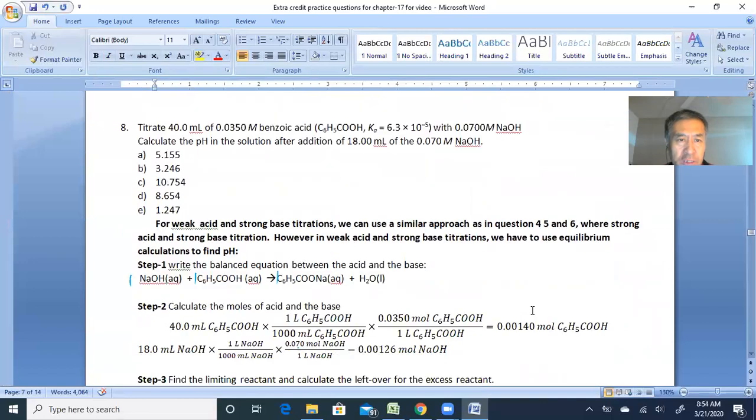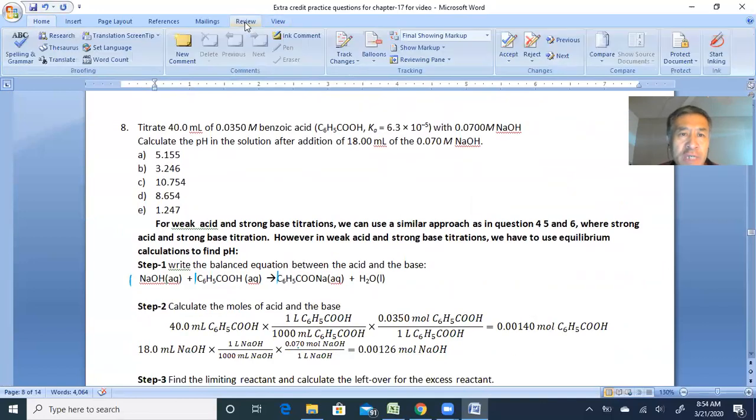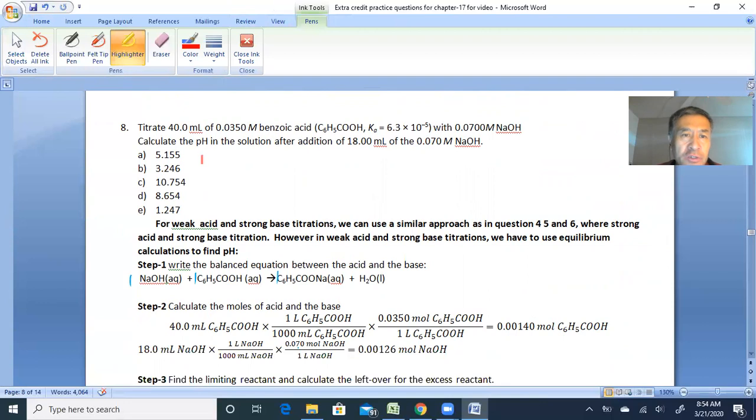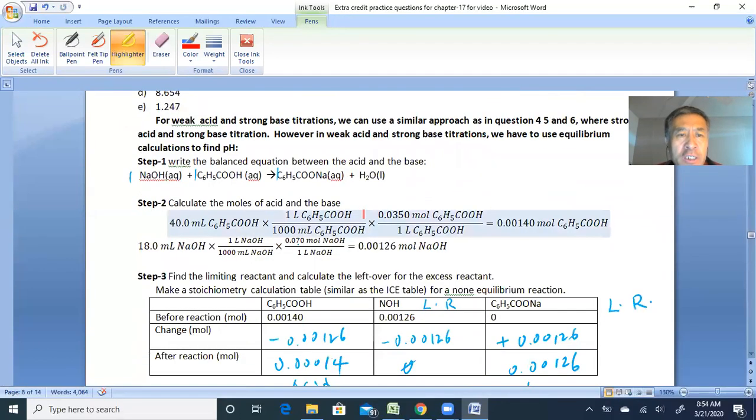So the next question is question number 8. You do the same titration, but this time you want to calculate the pH after adding some of the strong base, so after adding 18 milliliters. Similar approach as the titration of strong acid with strong base. So you write the equation between the acid and base. The base is NaOH, the acid is C6H5COOH. They produce the conjugate base and water.